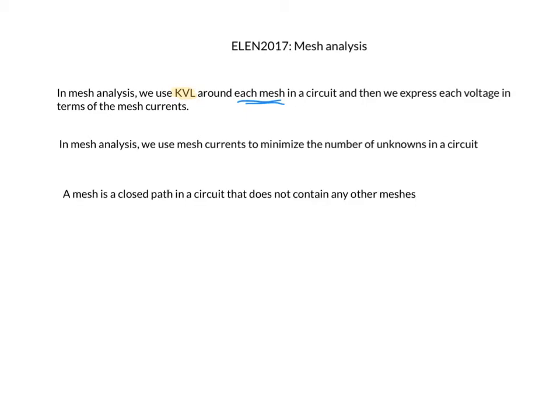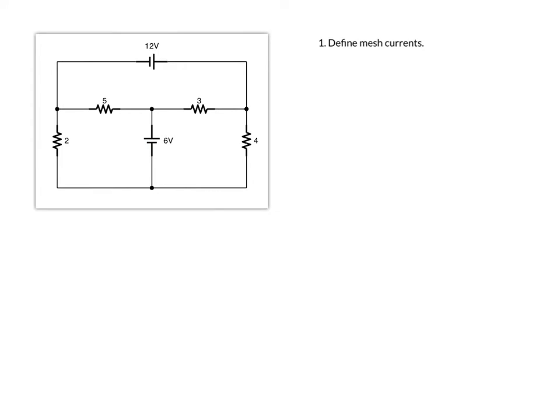A mesh is a closed path in a circuit that does not contain any other meshes. The first step of mesh analysis is to define mesh currents. We indicate mesh currents like this. I'm going to call this mesh current Y1, this mesh current Y2, and this one Y3. So firstly, you can see that this circuit contains three meshes. Here's the first mesh. Here's another mesh, and here's another mesh.